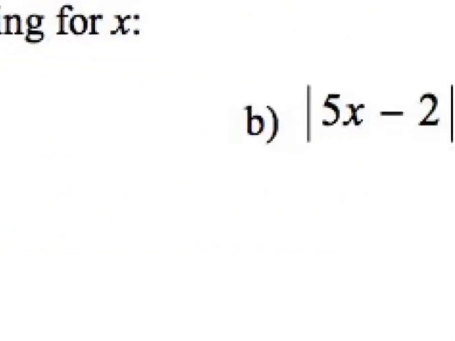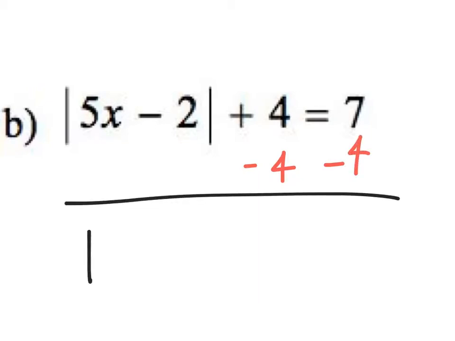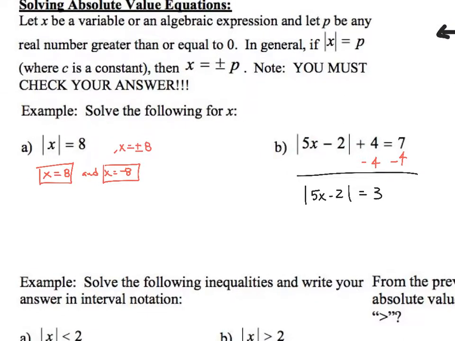So let's go to part B. Now part B has the absolute value of 5x minus 2, plus 4, is equal to the number 7. We're solving this equation for x. The first thing I want to do is isolate the absolute value here, so I'm going to subtract 4 on both sides. Then I get the absolute value of 5x minus 2 is equal to 7 minus 4, which is 3, okay? Now that I'm at this part, this part is the same thing as this, all right?